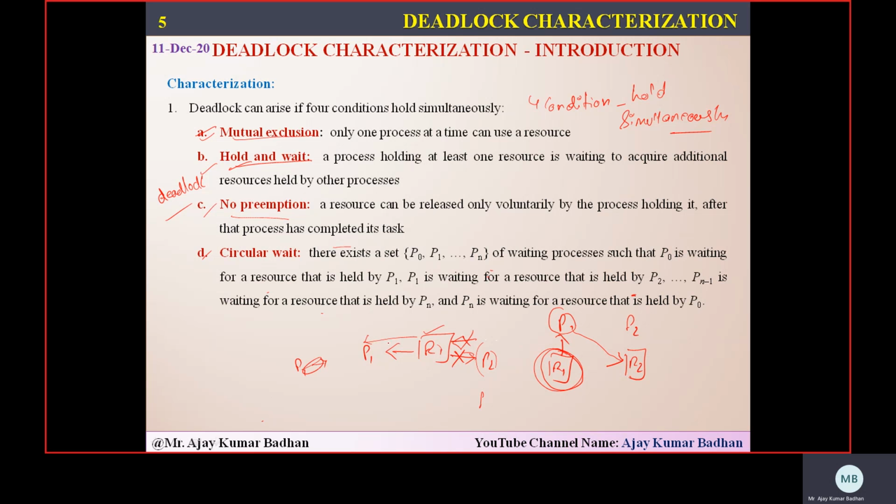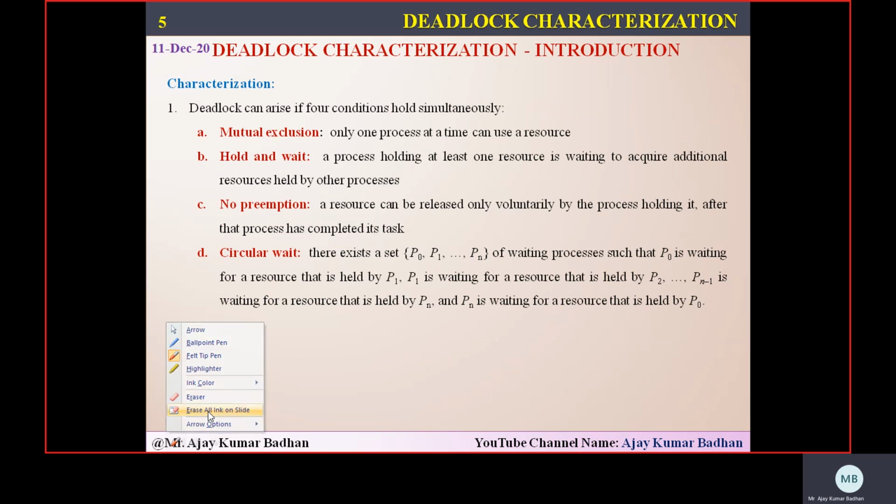No one can try to preempt. No preemption means once a process is allocated the resource, no one can try to grab this resource until this process is releasing this particular resource. That is what we call no preemption. Then we have circular wait. Well, I already explained this concept in the previous slide itself. That is what we call circular wait.